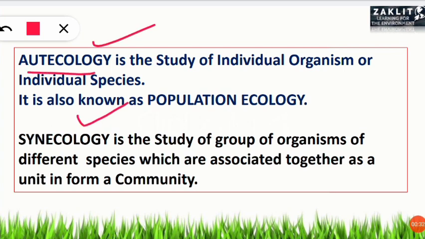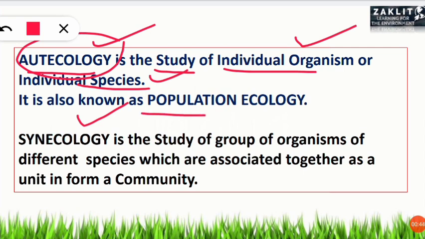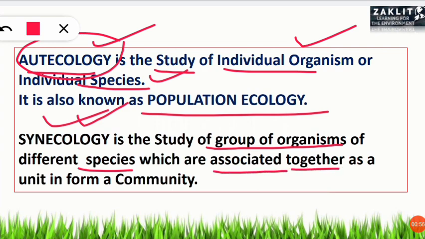So autecology, the meaning is it is the study of individual organism or individual species. So you should remember it can be individual organism or individual species. That study is called autecology. It is also known as population ecology, but synecology means it is the study of group of organism. It is not the study of individual organism. It is the study of group of organism of different species which are associated together, which are acting together, which are interacting together as a unit in form of community. So it can be called as the community study, and autecology can be called as population study ecology.